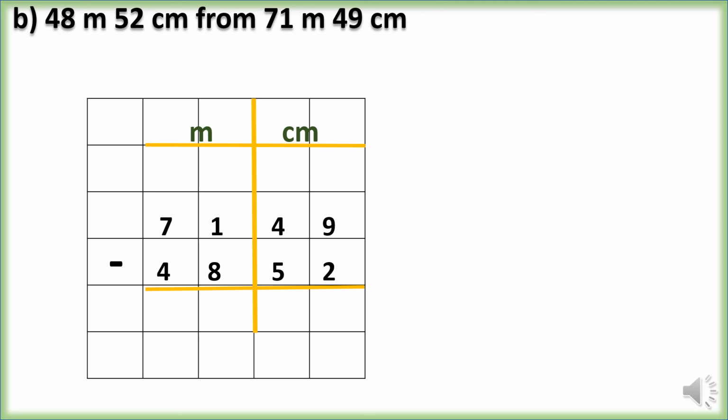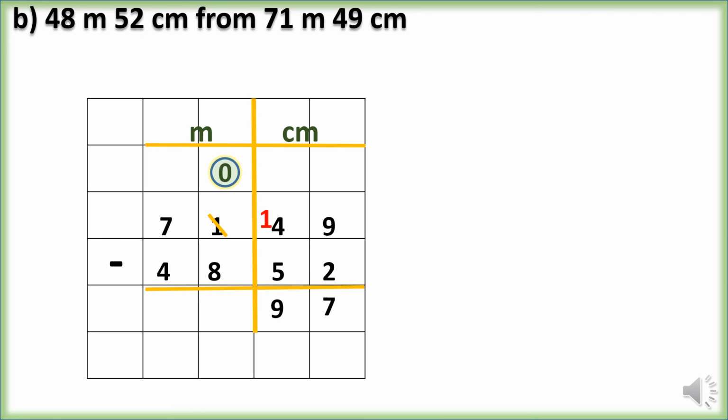9 minus 2 is 7. 4 minus 5 we cannot do. Why? Because 4 is a smaller number. So we have to borrow. We will cancel 1 and we will write 0 over there. And this 4 will become 14. 14 minus 5 is 9.